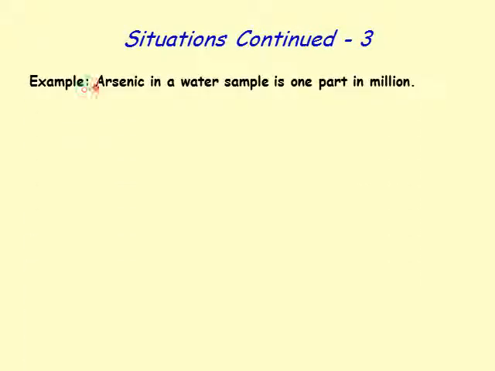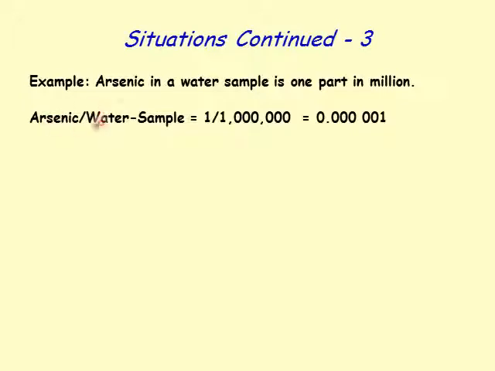We are looking at some more situations here. Arsenic in a water sample is 1 part in a million. When we are looking for trace amounts, we usually specify that as a part in a million, a part in a billion, in that kind of manner. Let's continue. Arsenic in water divided by the water sample is 1 divided by 1 million, which is 0.000001.